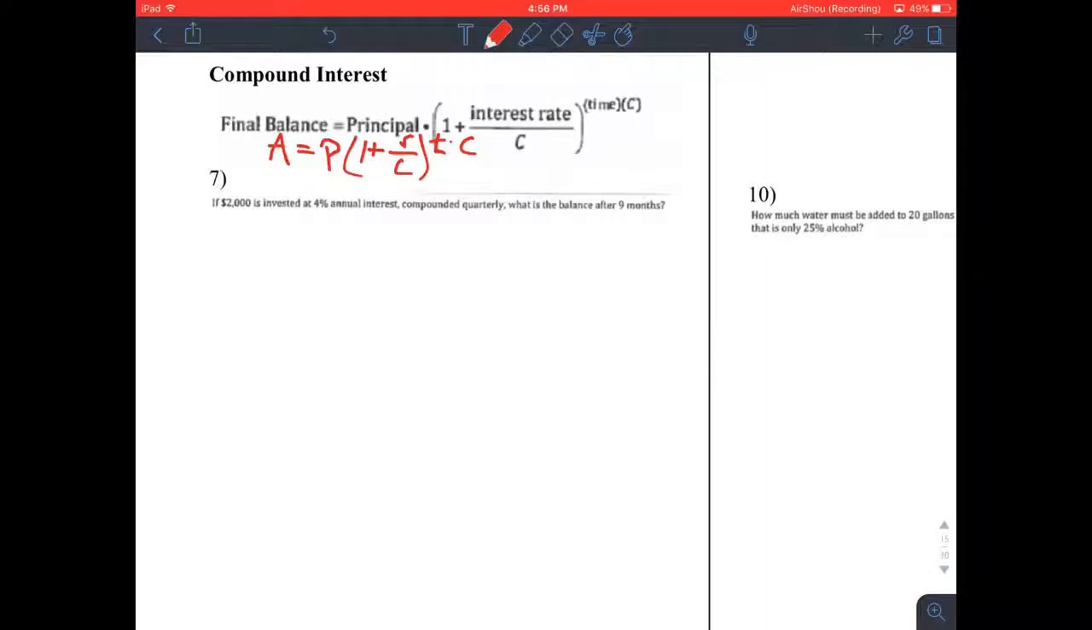It's extremely important that this time is measured in years. It's extremely important that the interest rate is a decimal.